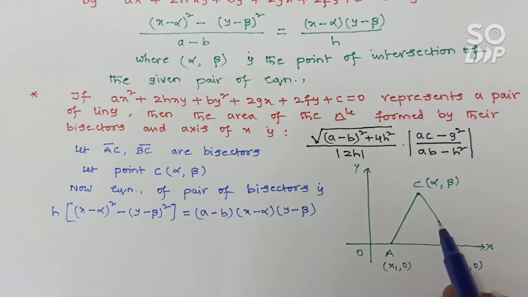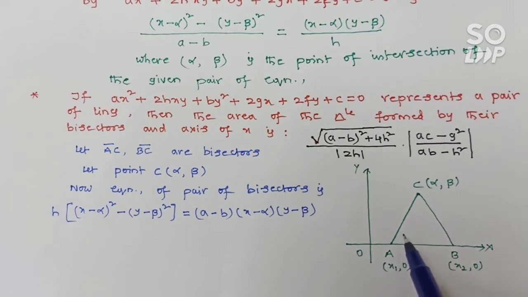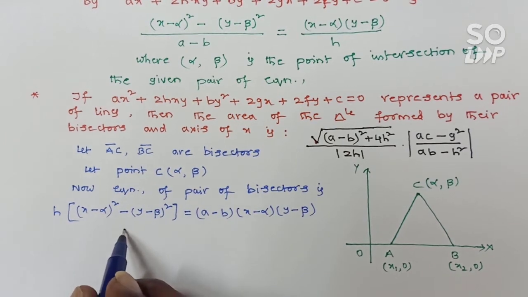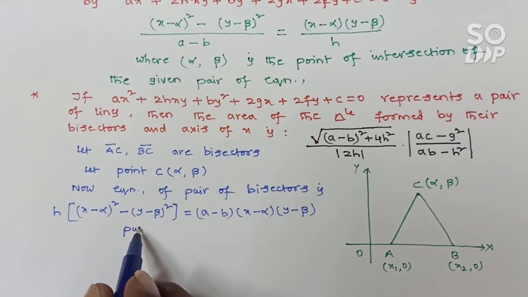Now here these two bisectors are forming a triangle with the x-axis. That means these two are intersecting the x-axis, meaning y is equal to 0. Here put y is equal to 0.